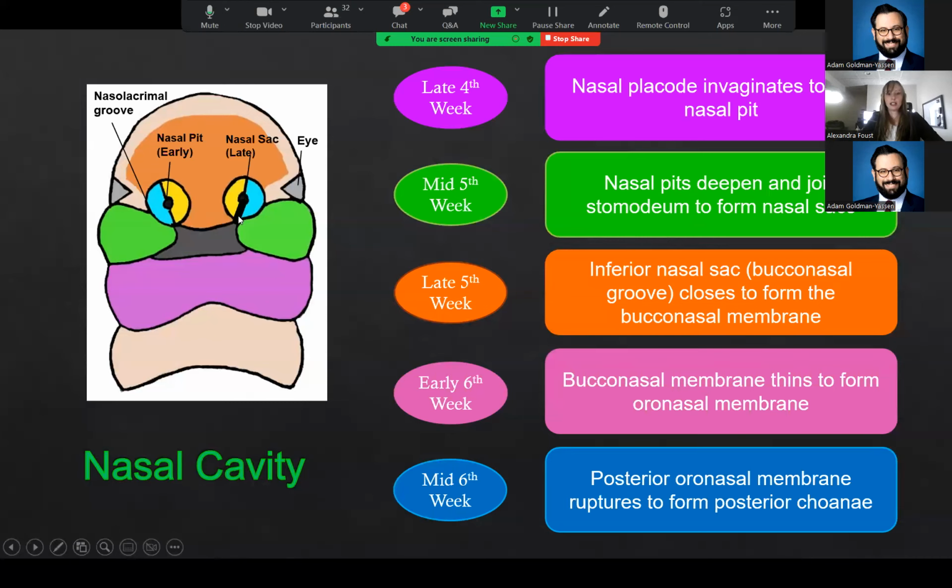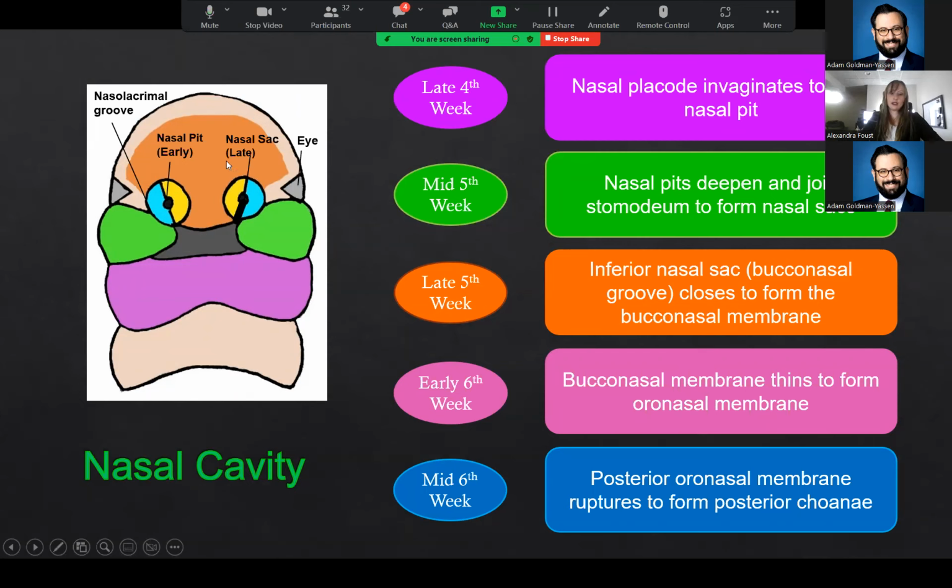Then that little pit will extend down and join the stomodeum, which is going to be the fetal mouth eventually. It's got ectoderm coming back, and it'll rupture down into this stomodeum and have this little sac that it forms. Then your little sac will extend backwards.